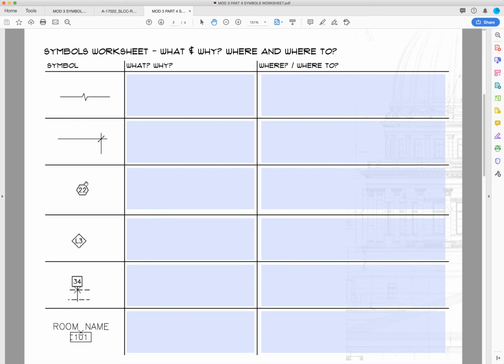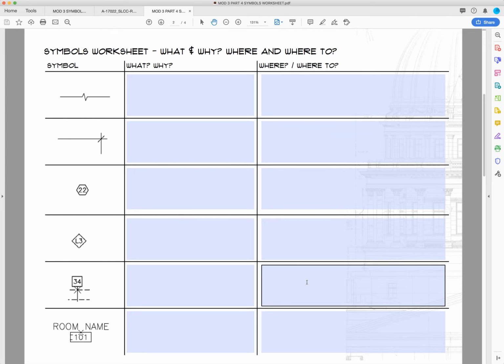Let's go down to one that would reference you somewhere. This is a good example of something that would lead you somewhere. So this is a wall type indicator, and we use it so that we can go through our plan set and see how the wall is actually built and assembled. We can look at those details. And these are typically found in the plans. Sometimes you will find them in the sections, but most commonly it is the plan. And then it leads you to the enlarged plans or details of the walls. That's where it takes you.